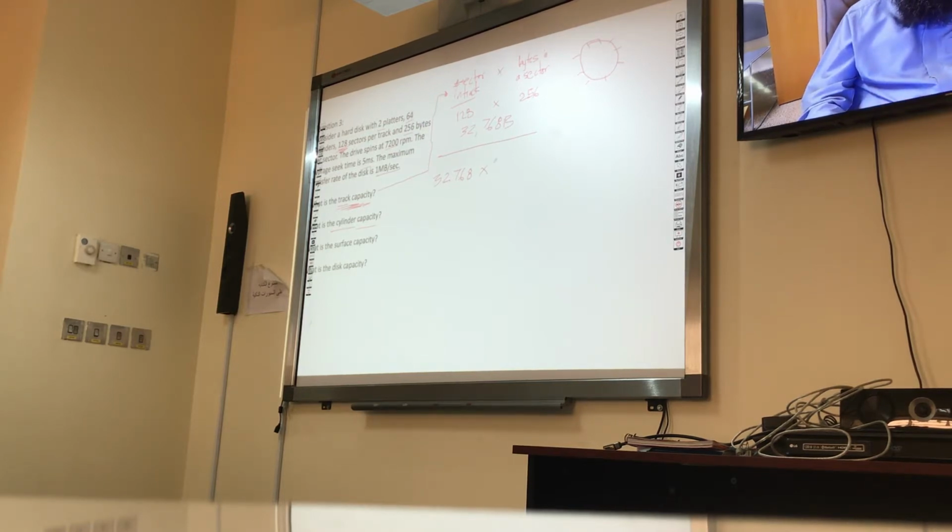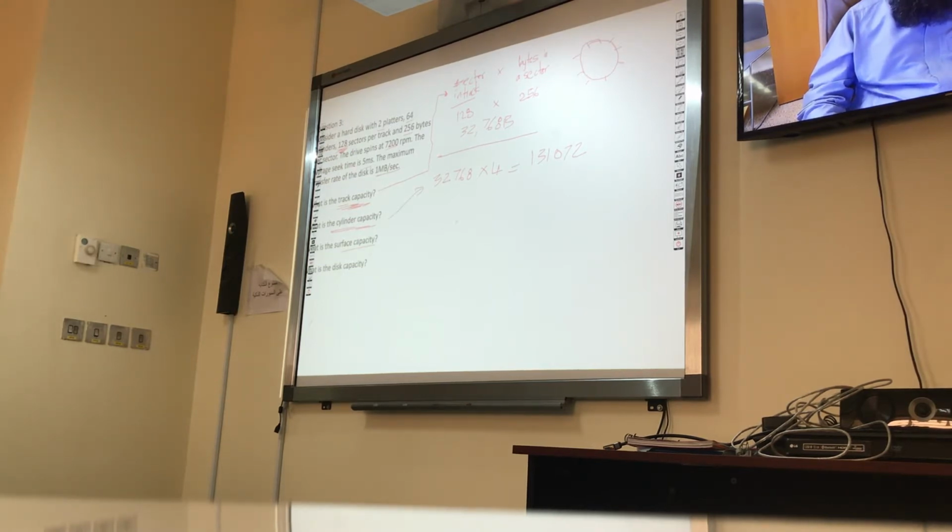4. Why 4? Because we have two platters, and every platter has a top and a bottom to it, right? So there are 4 surfaces, and I need the number of surfaces to say how many tracks there are. So exactly right. So this is 128 multiplied by 256 multiplied by 4. So that's equal to 131,072. Okay, that is cylinder capacity.